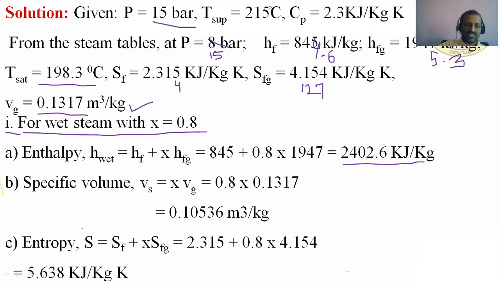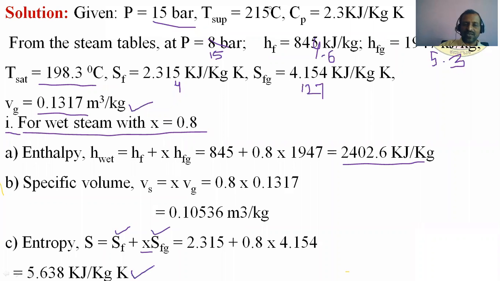Similarly, what is the specific volume? Specific volume Vs is equal to X VG. That is 0.8 into the specific volume 0.1317. So that will be 0.10536 meter cube per kg. Then entropy. Because given is wet steam, S is equal to SF, this is the entropy of water, plus X SFG, the entropy of wet steam multiplied with the dryness fraction. So it is 2.314 plus 0.8 into 4.154, and the answer will be 5.638 kilojoules per kgK.